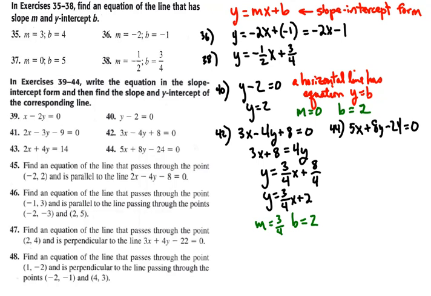With 44, we have 5x plus 8y equals -24. We want to get the y by itself, so I subtract 5x and add 24 to both sides. Then divide each term by 8, and 24 divided by 8 is 3. So m is equal to -5/8 and b is equal to 3, m being the slope and b being the y-intercept. We'll continue 46 and 48 in the next video.